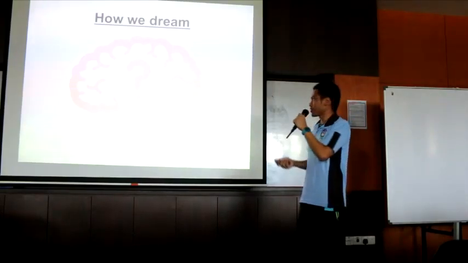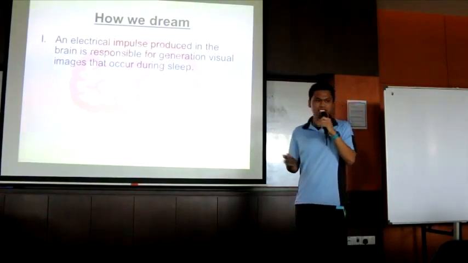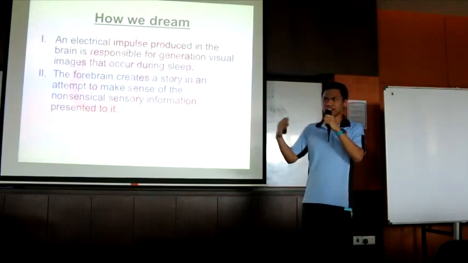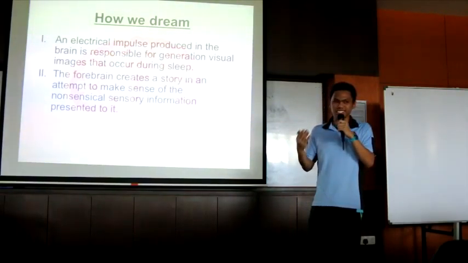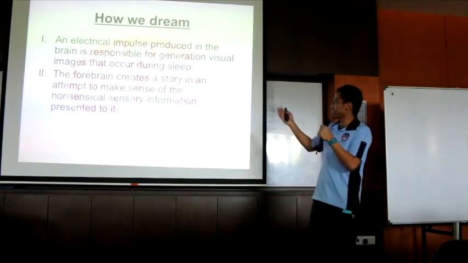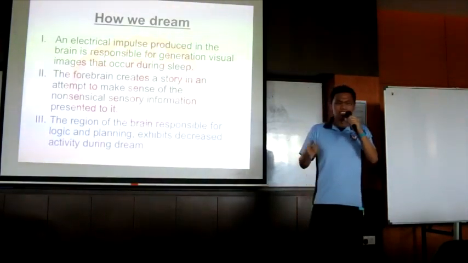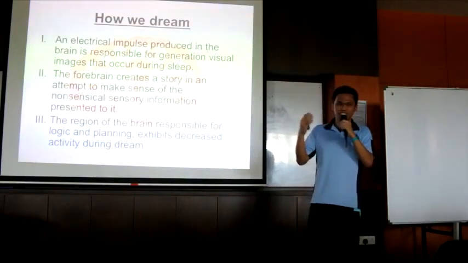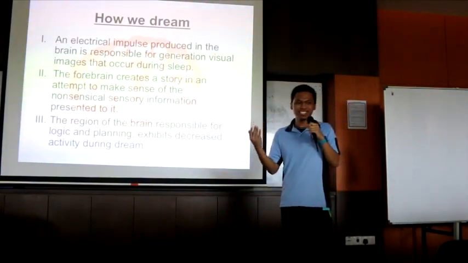So, how do we dream? The reasoning behind dreaming is that when we sleep, electrical impulses are sent into the brain and generate visual images. During sleep, the neurons send random and many electrical impulses, which cause the forebrain to create a story in an attempt to make sense of the nonsensical sensory information presented to it. The region of the brain responsible for logic and planning is stopped. That is why our dreams are not very logical and defy logic.